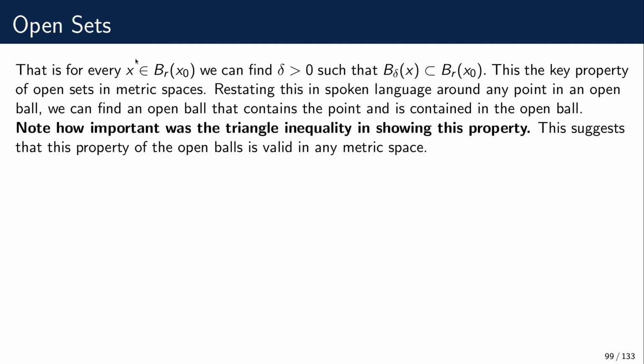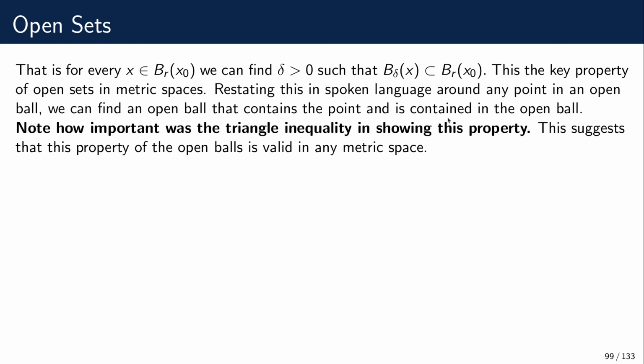So we have seen that for every x in the open ball, we can find an even smaller open ball that will be contained in the original ball. This is the key property of open sets in metric spaces, and in fact of open sets in general. So restating this in natural language, around any point in an open ball, we can find an open ball that contains this point and is entirely contained in the original ball. And of course, to prove this, the key property of the distance function that we used was the triangle inequality.